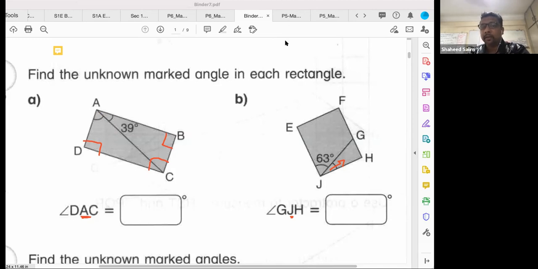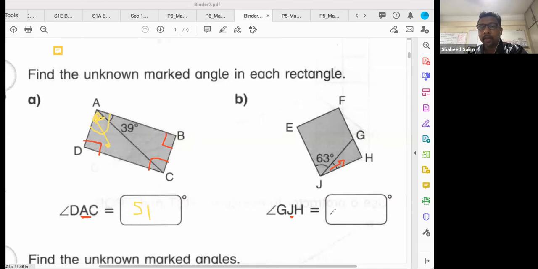Yes, Farish, well done. What about the rest? You all know how to find? I know it's very easy for those who already know, but for those who don't, it is something very new. This part down here. You take 90 degrees, the whole thing is 90 minus 39. You will get this one. So 90 minus 39, you get 51.